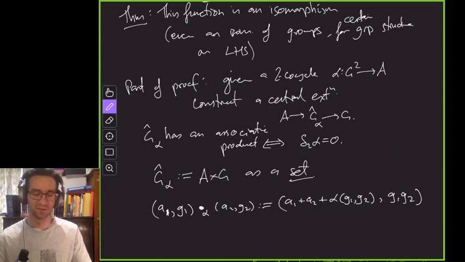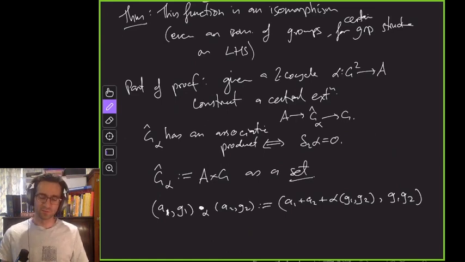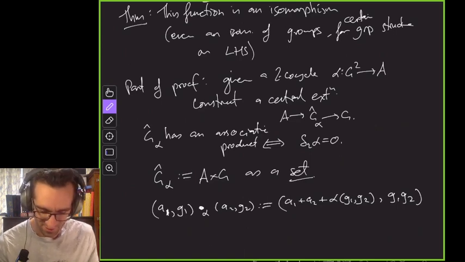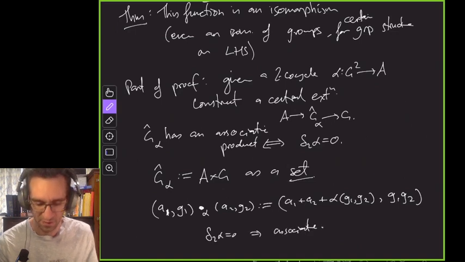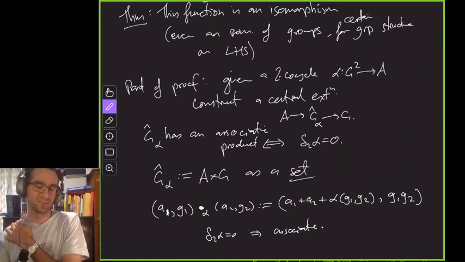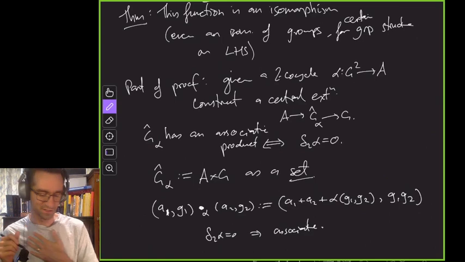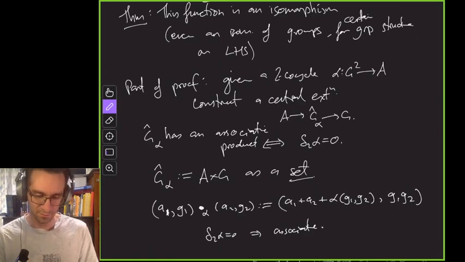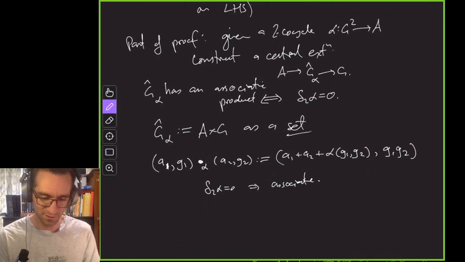And you want to check this is associative. It's precisely the cocycle condition, delta 2 alpha equals 0, that implies this is associative. You've got to prove that it has a unit and has inverses and so on, but this all follows. So that's sort of half the proof.